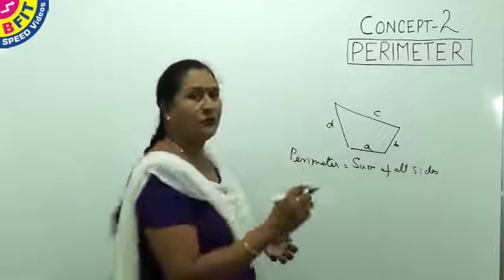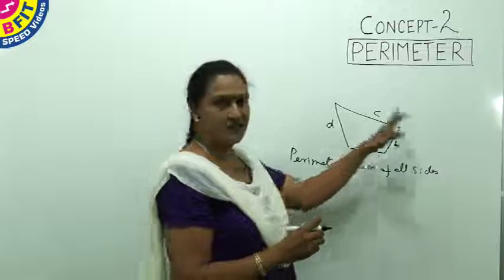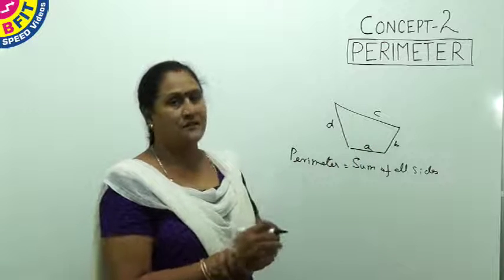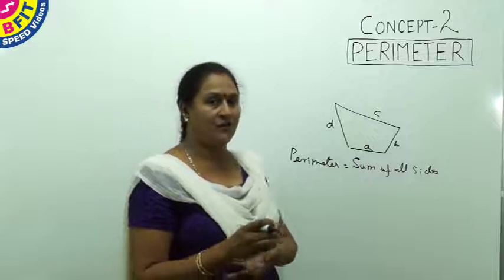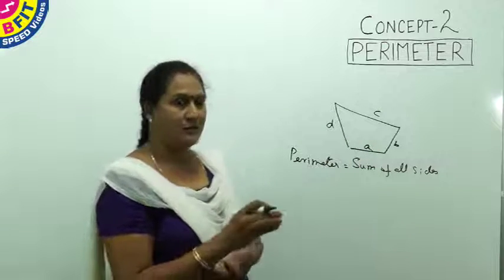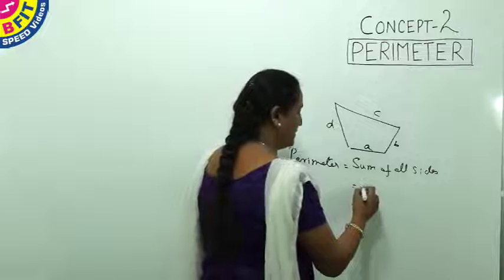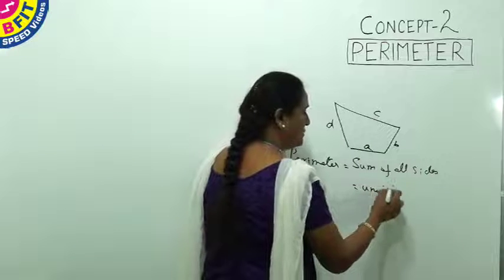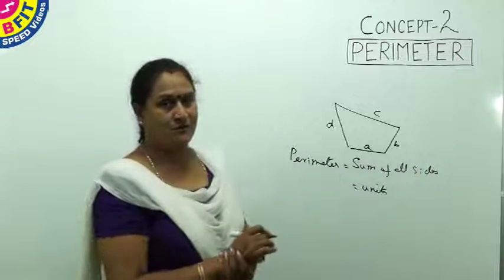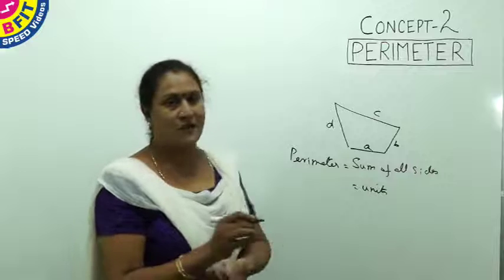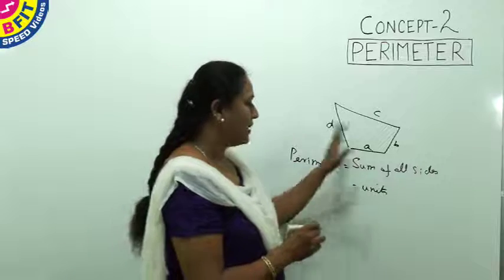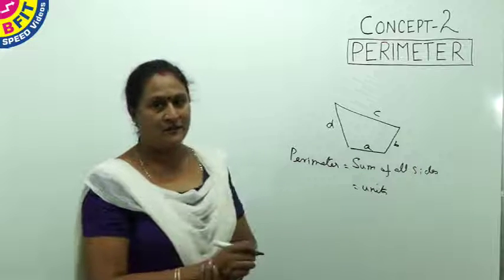And what is the unit for a perimeter? It is just the length. So whatever is given, centimeters or meters or feet, those are the units. Whatever is given is just units. Only for areas it is square units. So add all the sides, we get the perimeter.